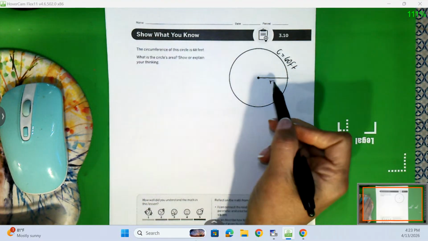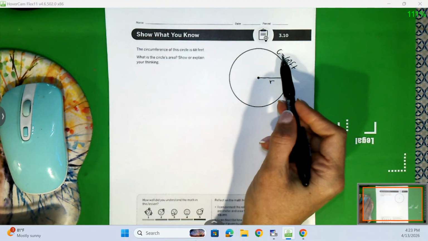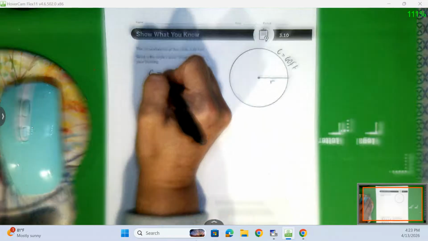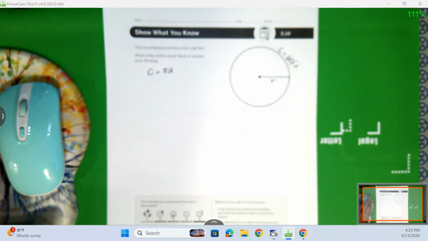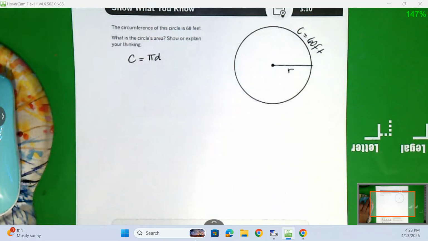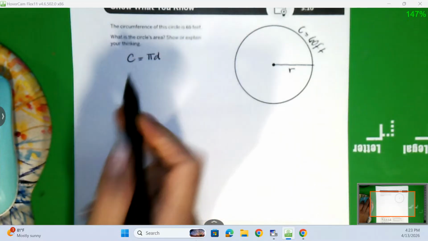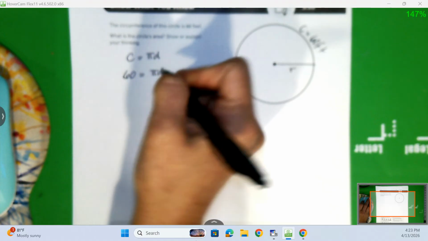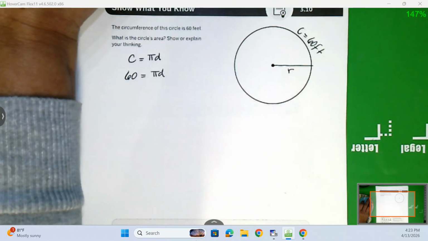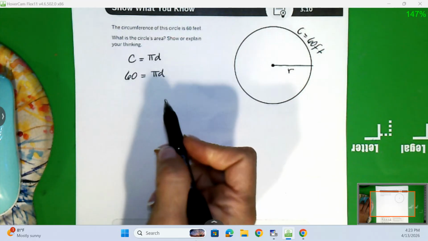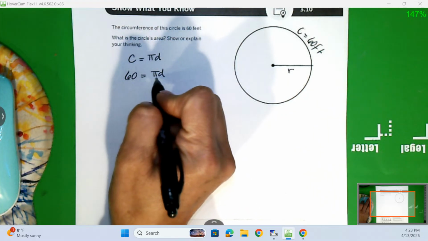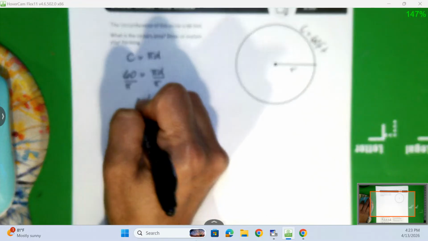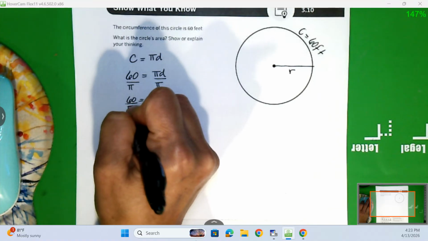So before we can find the radius, we're going to have to use the circumference formula for the diameter. We know that the circumference of a circle is pi d. In this case, our circumference is 60, so we're going to replace c with 60, pi d. And then to solve for the diameter, we have to divide out the pi. The coefficient of d is pi on both sides. So we have that the diameter is 60 divided by pi.